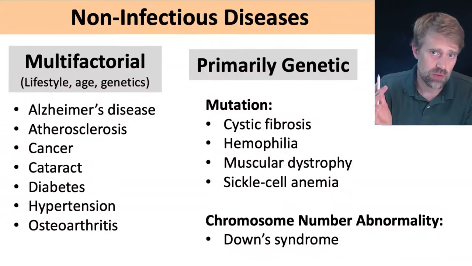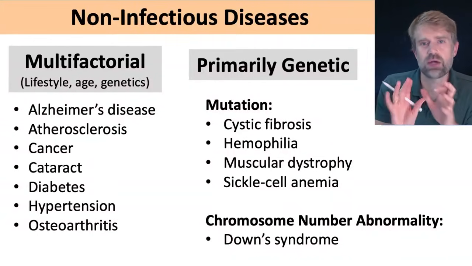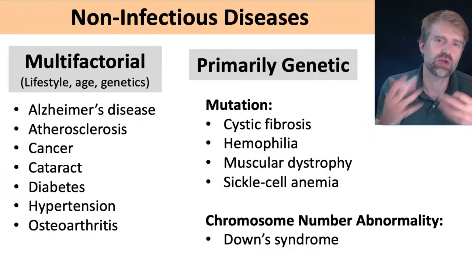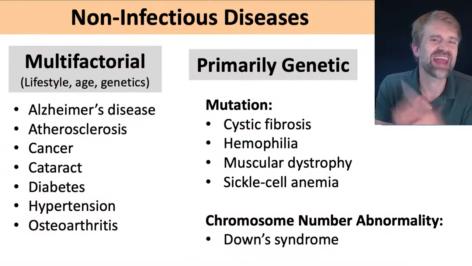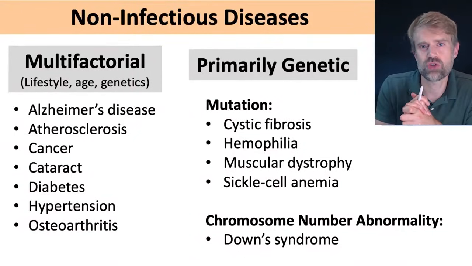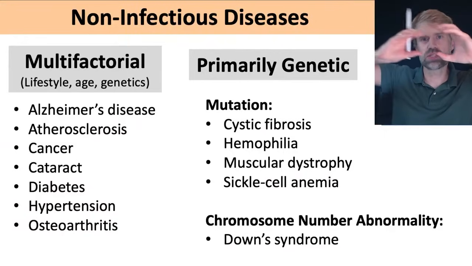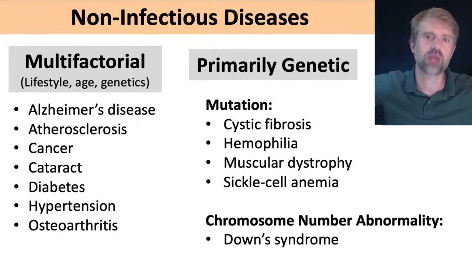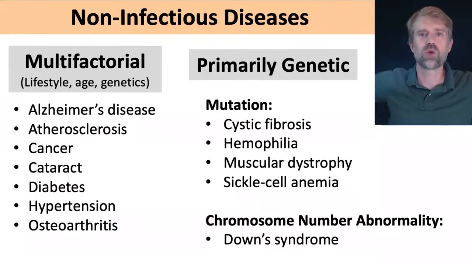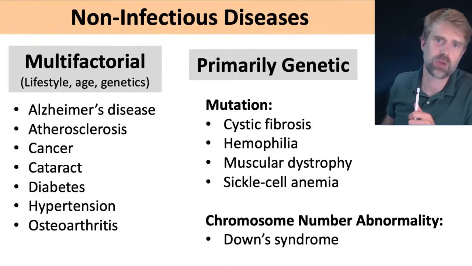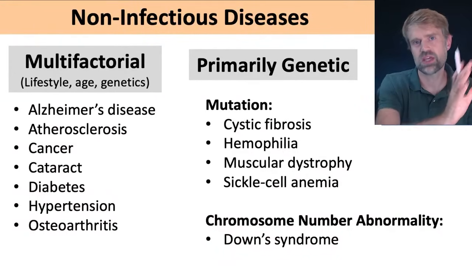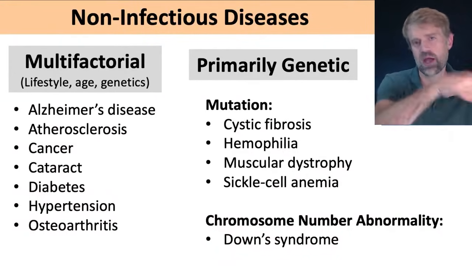Similarly, Down syndrome is also genetic. It's caused by chromosomal number abnormality. That means you have the wrong number of chromosomes. You have an extra chromosome in Down syndrome because during meiosis, the chromosomes didn't segregate correctly. It's caused by what's called chromosomal non-disjunction. So some of the stuff is multifactorial, lifestyle, and other stuff is genetic.